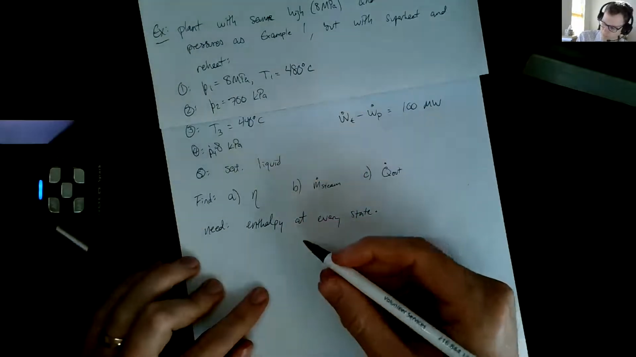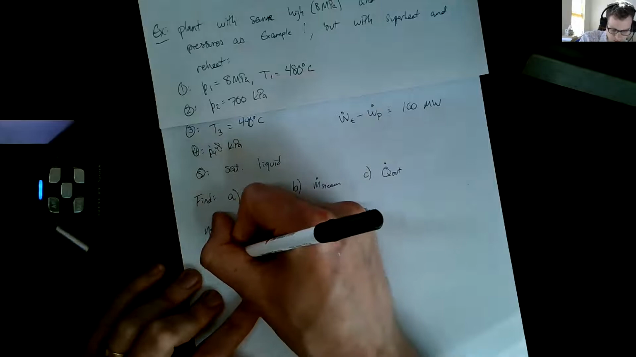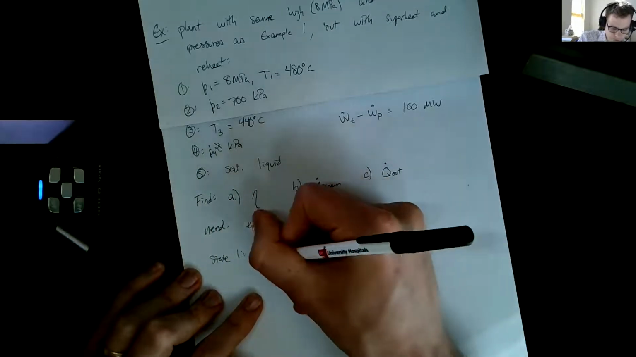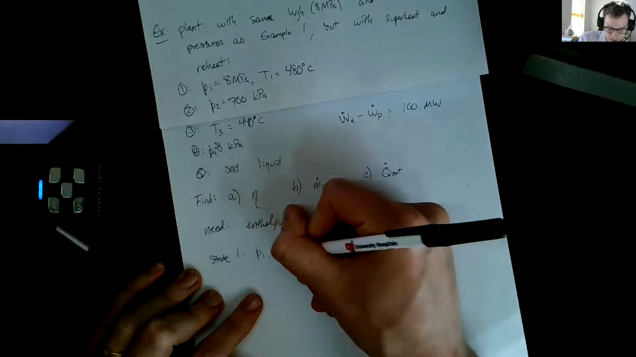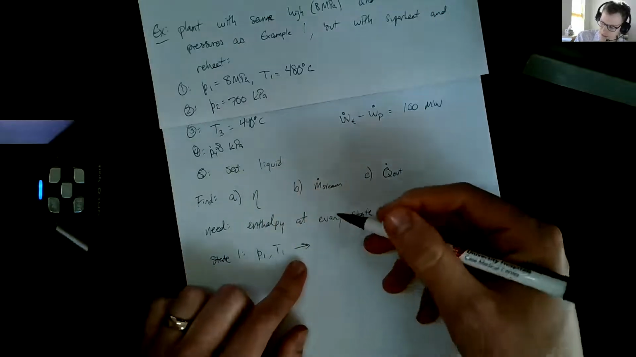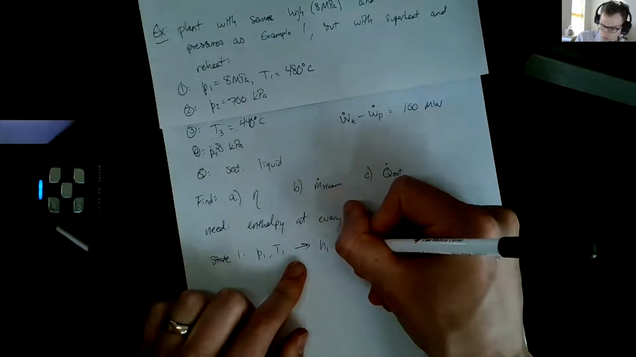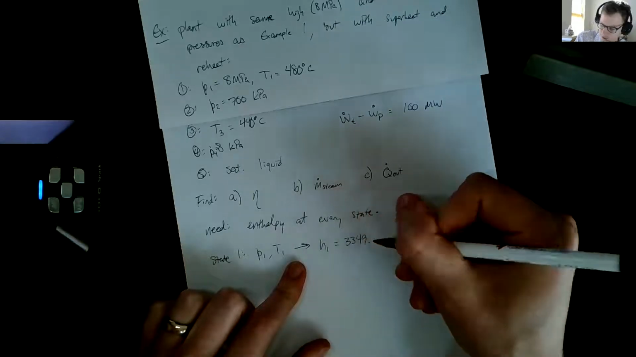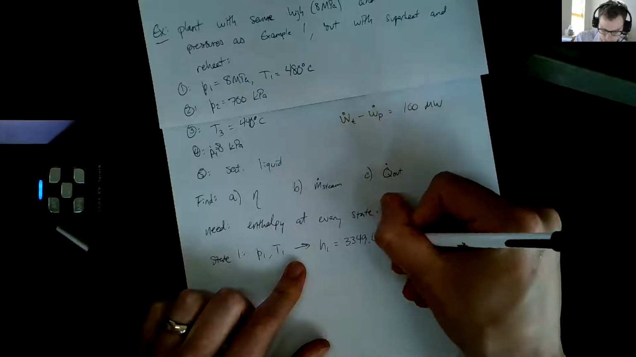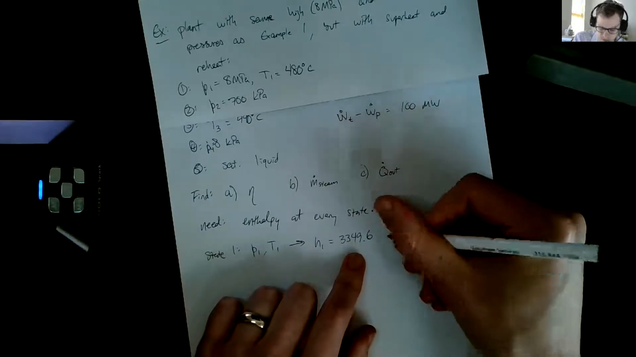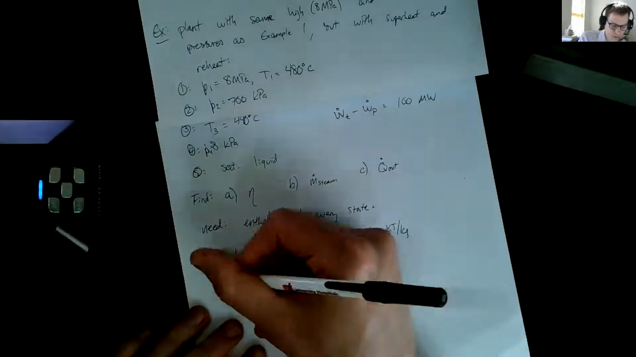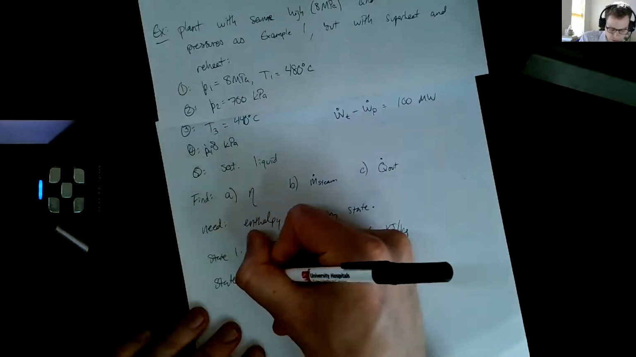All right, so let's do state 1 first. I have P1 and T1. That's enough to get the state. So the enthalpy at state 1, I calculate to be 3349.6 kilojoules per kilogram. I don't calculate, I put it into RefProp, and RefProp does the calculation for me. Moving right along, let's do state 2.